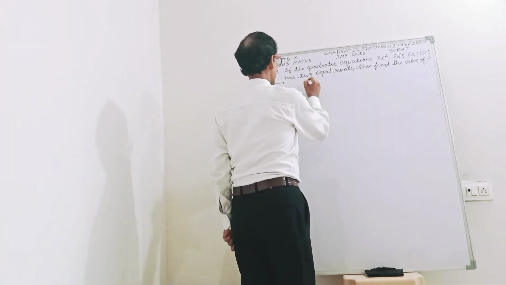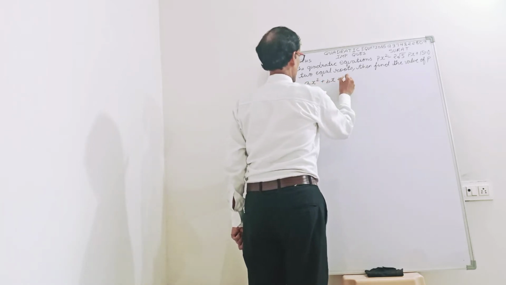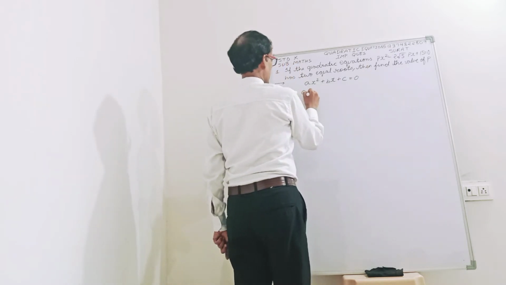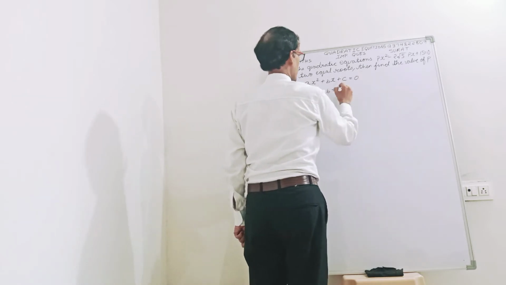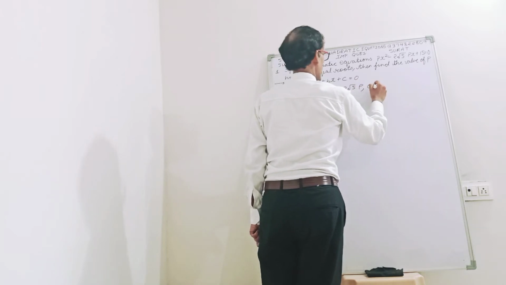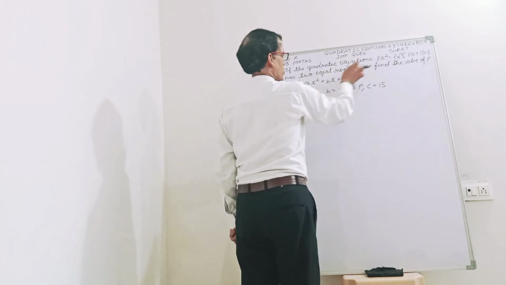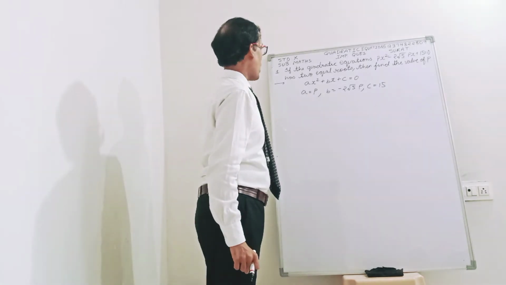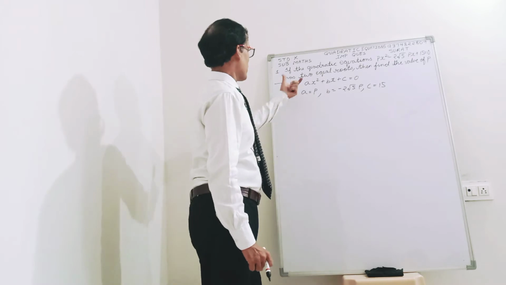So in this question, this is a quadratic equation. As you know, the format for a quadratic equation is ax square plus bx plus c equal to 0. Now compare with this, what do we get? A equal to p, B is equal to minus 2 root 5 p, and C is 15. Now it is given that the roots are equal and we have to find the value of p.